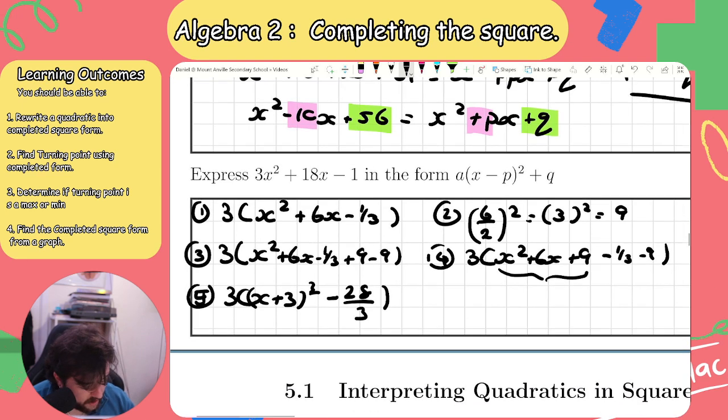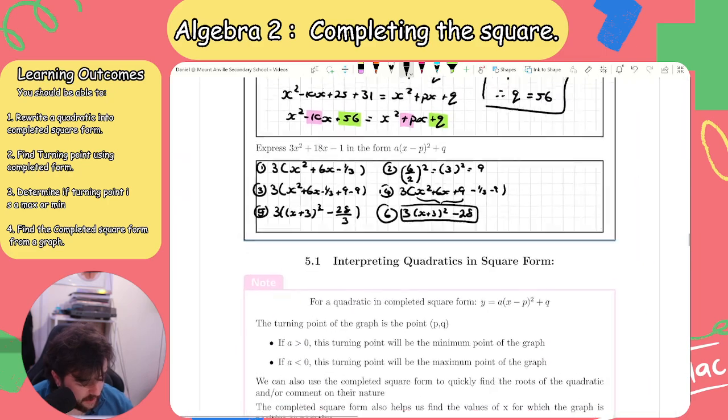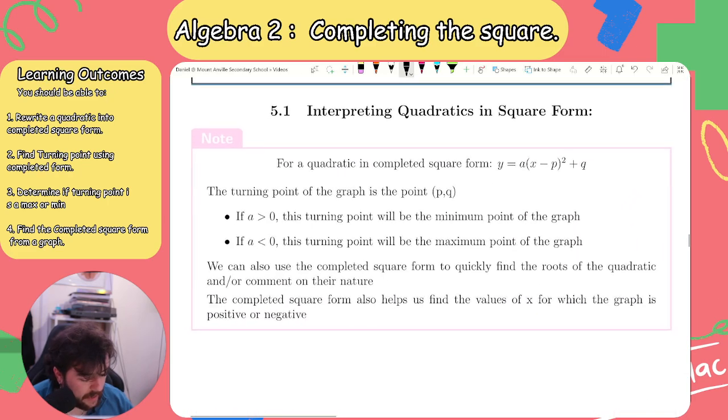And then finally, last step, multiply out this 3 here. So let me just fix this here, sorry for a second. 3 times (x plus 3) all squared is just 3(x plus 3) all squared. 3 times minus 28 over 3 is just minus 28. And there's my completed the square form there. Done. Right. So now we know how to complete the square.